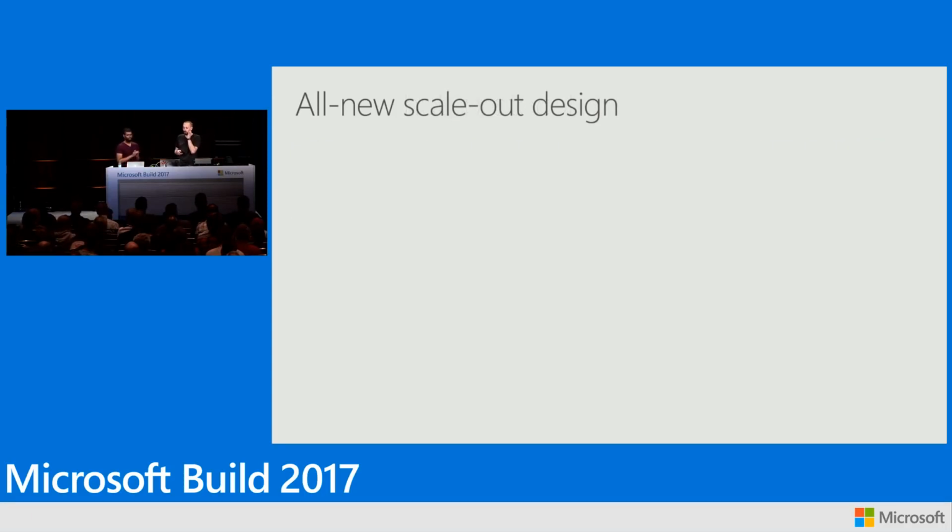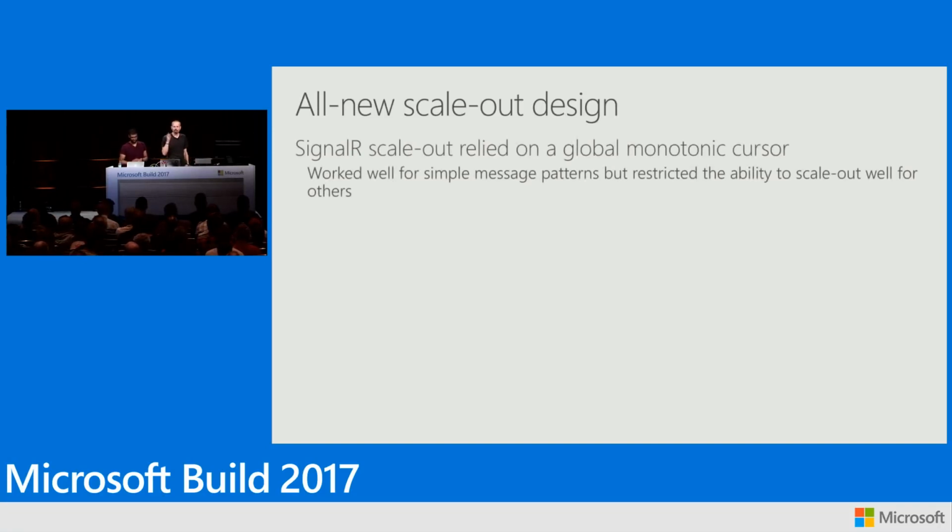All right, Scaleout before was magical, but quite problematic. It all relied on a global monotonic cursor. It was one number that had to be shared across the entire farm of servers that only ever went up. Everyone had to agree on the state of that number, which meant every time a message was sent anywhere on one of your servers, it had to take a lock and increment that number atomically. That's what a global monotonic cursor means, and it just goes up by one every time. So it worked really well for simple stuff, but it really limited the ability to scale out for different workloads.